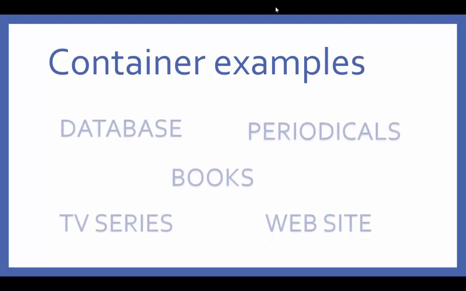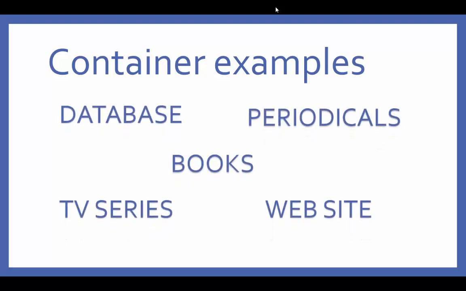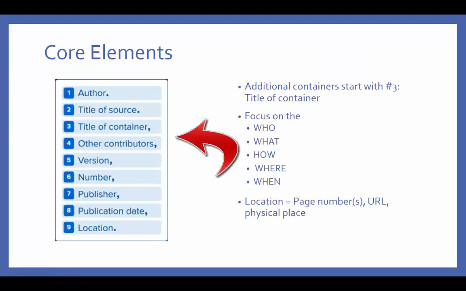Examples of containers can be databases, periodicals, books, TV series, or websites. How and where you find a source is typically found in its container. As I mentioned earlier, MLA has identified 9 core elements that almost any source will or could contain: author, title of source, title of container, other contributors, version, number, publisher, publication date, and location.